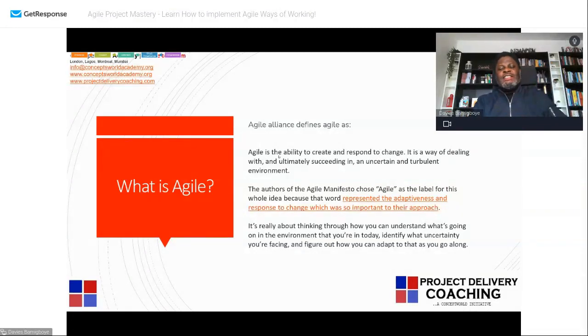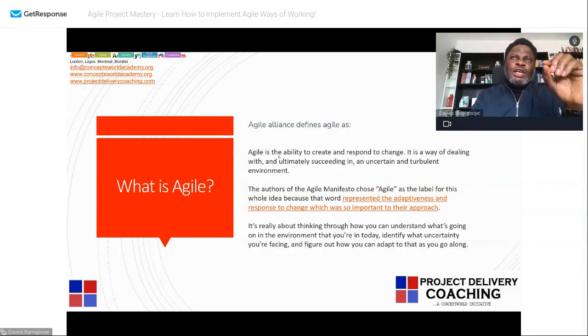So notice that in this definition, I have not mentioned anything about project. I've not mentioned anything about software. I've not mentioned anything about anything that remotely relates to project management. I'm basically talking about a way of thinking. So even if you don't get anything out of this webinar, this first statement alone is more than enough.